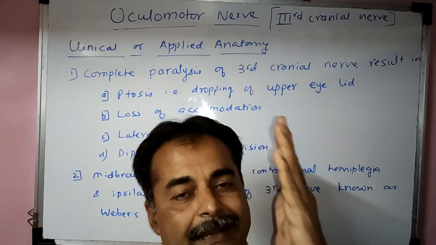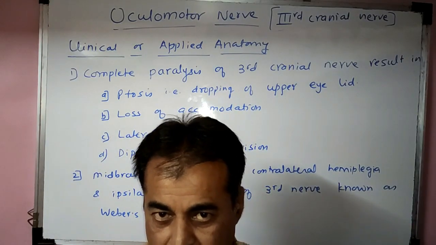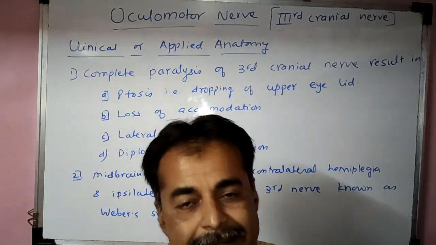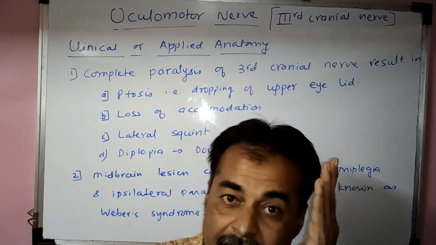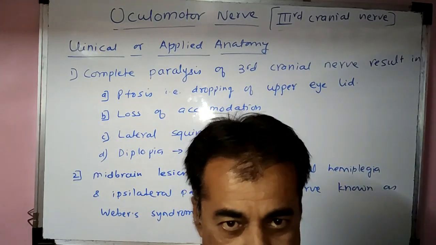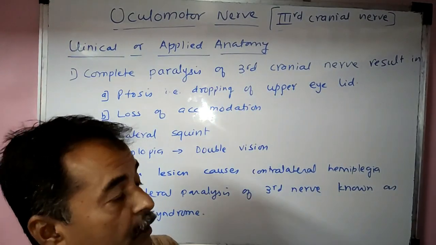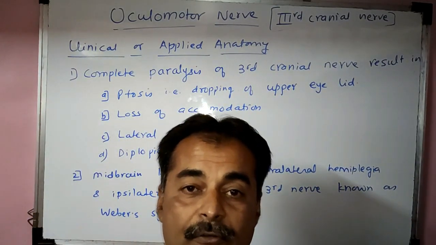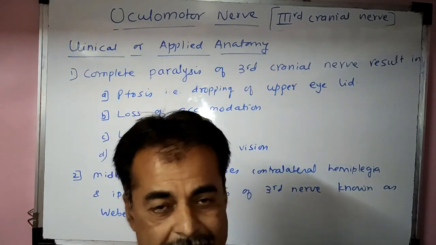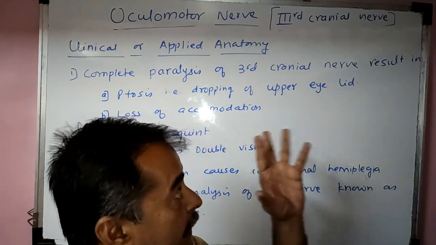If the left side of the midbrain is hampered, a right-sided hemiplegia will be there, but the left oculomotor nerve will get paralyzed. This is about the applied or clinical anatomy of the third nerve, the oculomotor nerve. It is a very important cranial nerve.